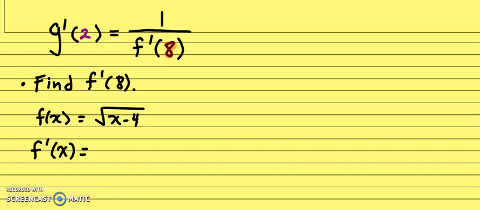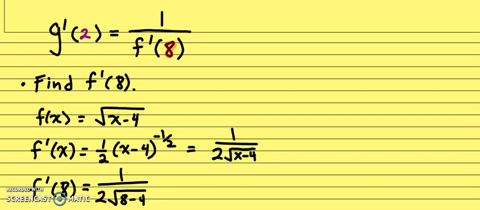And hopefully you got 1/2 times (x minus 4) to the negative 1/2, which is the same as 1 over 2 radical x minus 4. Alright, so now that we have the derivative, this makes finding f prime of 8 a lot easier. We just plug in 8 for x. So we have 1 over 2 radical 8 minus 4, which is 1 over 2 times radical 4, which is 1 over 2 times 2, which finally gives 1/4.